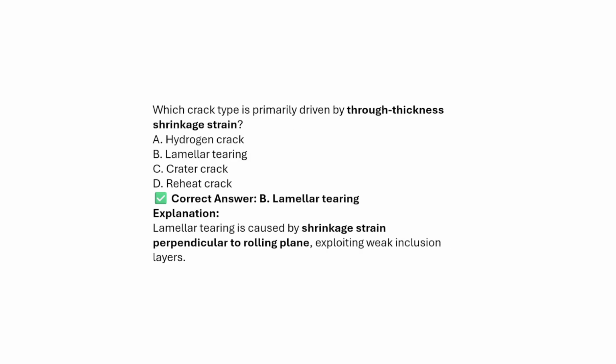So next, which crack type is primarily driven by the through-thickness shrinking strain? If it is the through-thickness shrinking strain, it will be laminar tearing. So the answer will be the option laminar tearing, among hydrogen cracking, laminar tearing, crater cracking, and reheat cracking. Laminar tearing is caused by shrinkage strain perpendicular to the rolling plane, exploiting the weak inclusions layer.